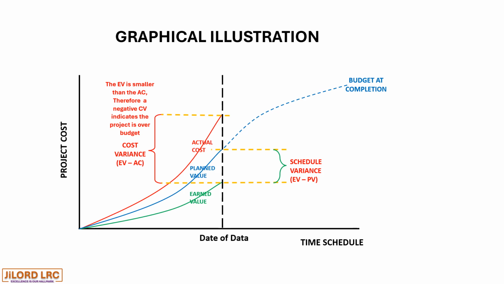Let's look at the interpretation for the schedule variance. In this case, the earned value is smaller than the planned value, therefore there is a negative schedule variance, which indicates the project is behind schedule. This is one form of the graph where the actual cost is higher than the planned value, and the planned value is also higher than the earned value.